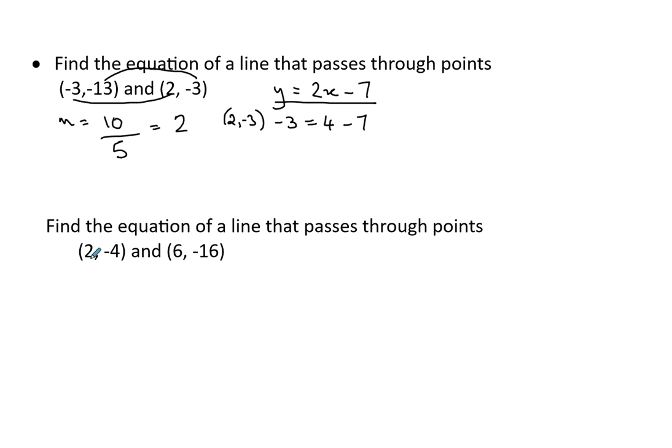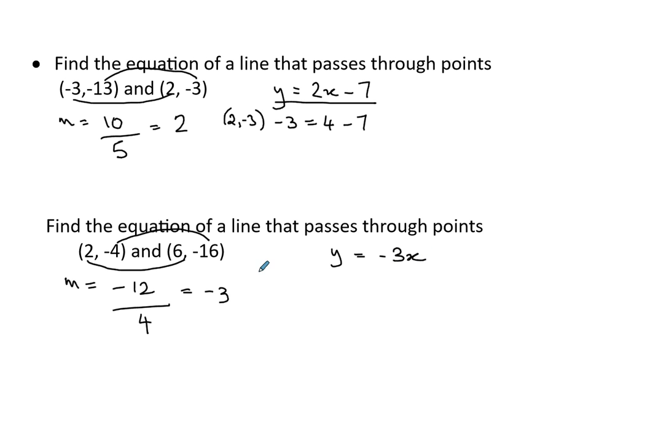Okay, let's try this one. Your gradient is your change in y. Just be really careful, because the x comes first, it's so easy to pick up the x. So remember, it's your change in y. -4 to -16 goes down 12, divided by 2 to 6 would be 4. So your gradient is -12 divided by 4, which is -3. So the first part of your equation is y equals -3x.